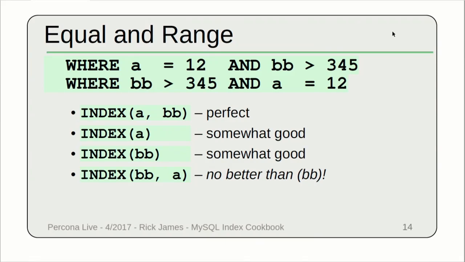Index A, well, that'll do the part that drills down to A. If you have index B, well, that could do the other part. Neither of those is quite as good. And this bottom one is no good. Well, no better than just the index B. The A part doesn't help. It's unused. It'll be ignored.